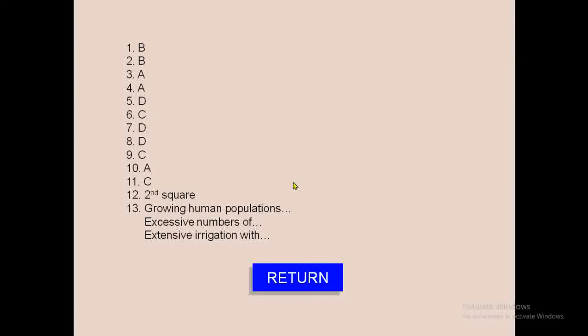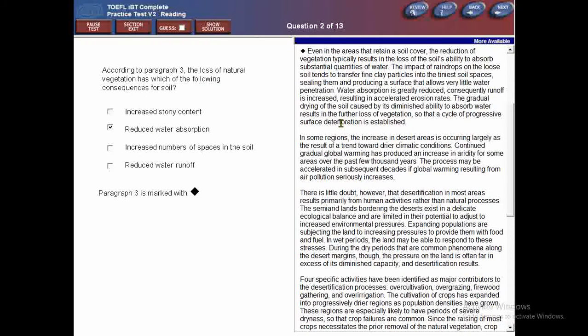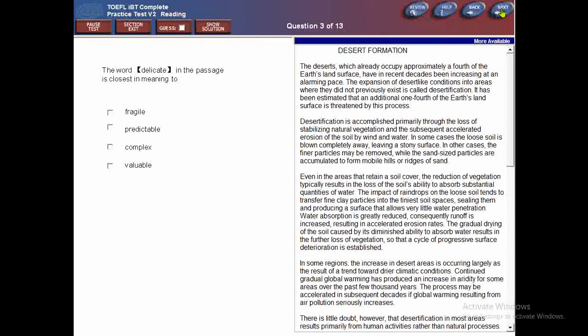Okay, question two. Now next, what will be our approach? Our approach will be: we are not going to read any passages or further passages. We will go to the next question first. The word delicate in the passage is closest in meaning to... delicate means, I do not know exactly what it will be. It's a verb. Can delicate mean maybe a type of fragile word, something like this.